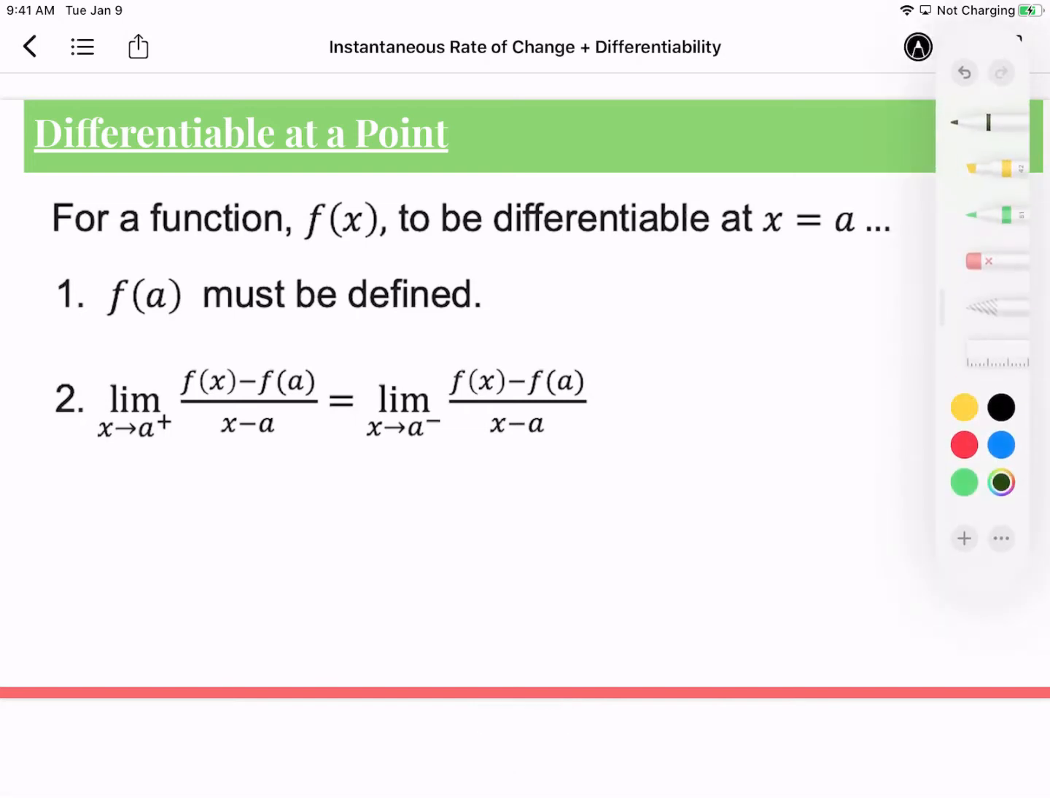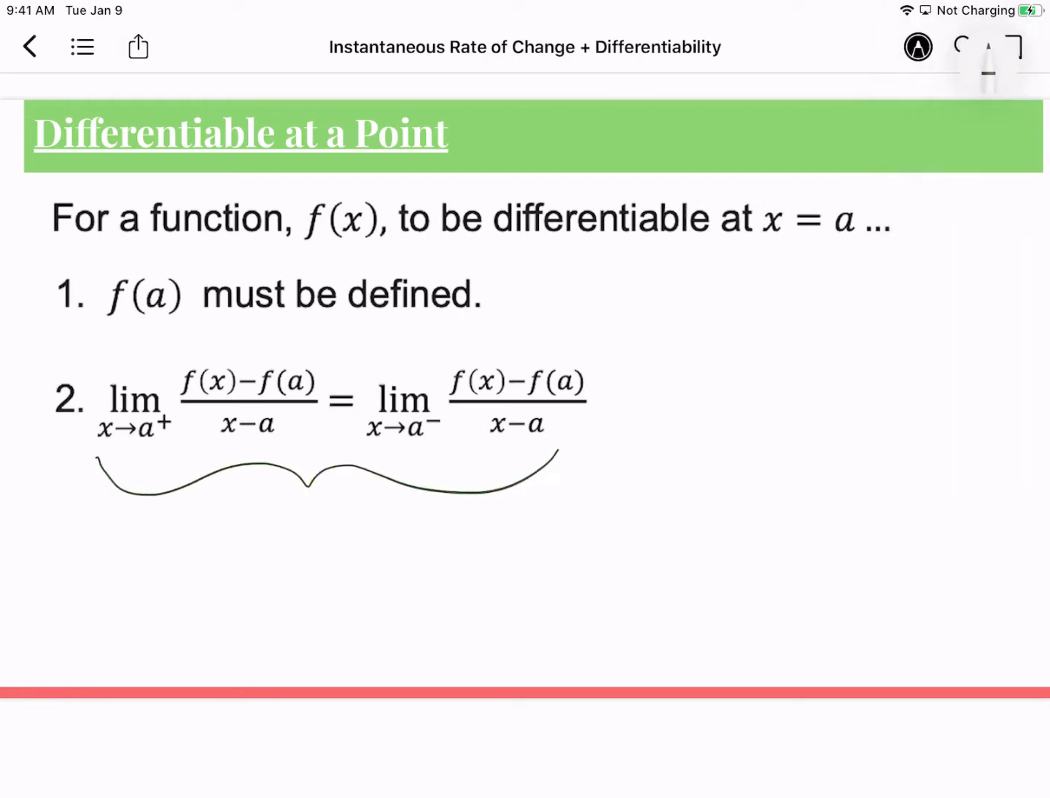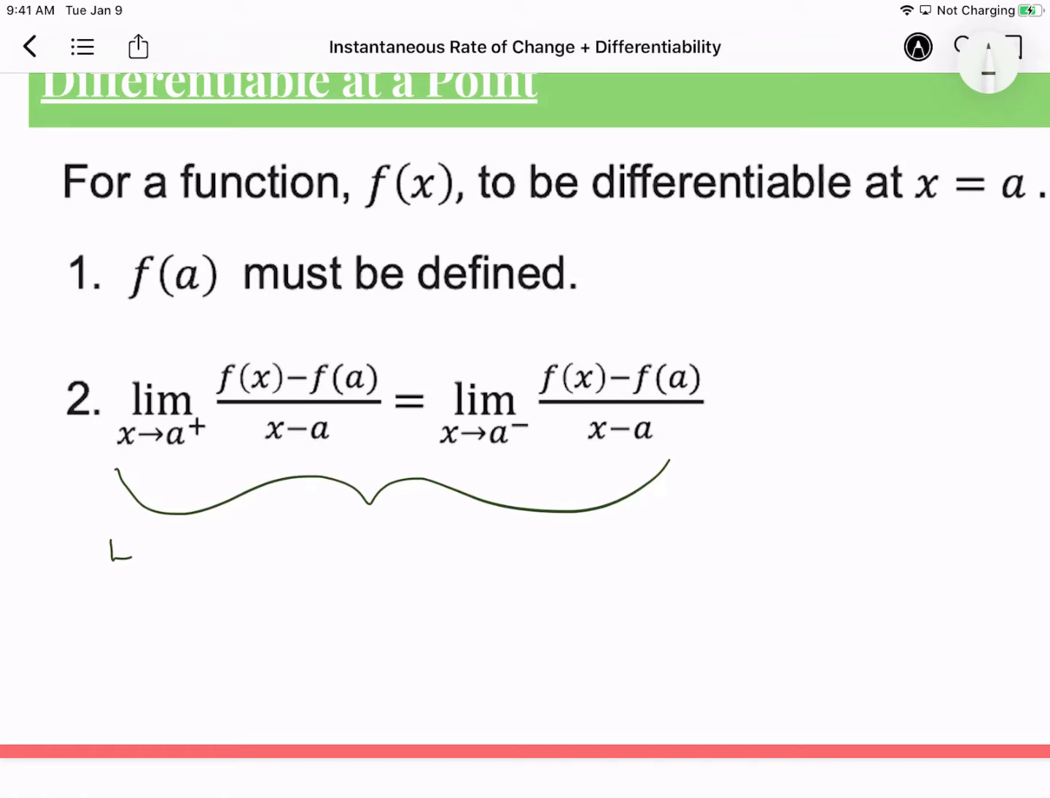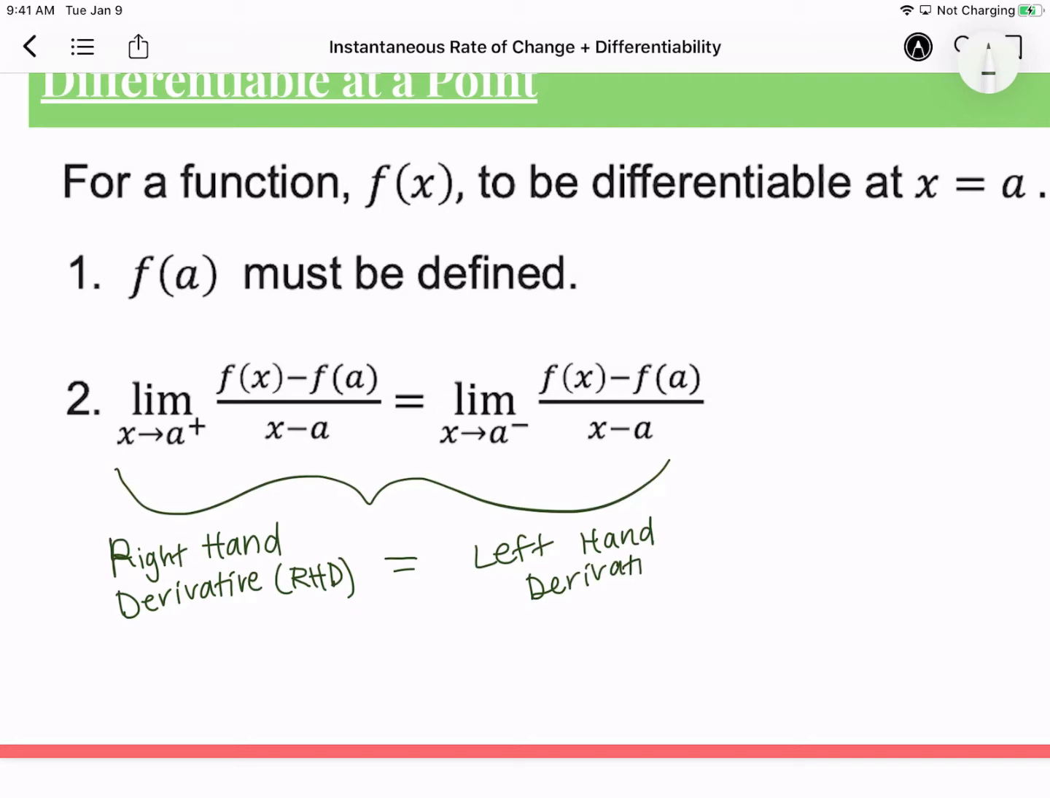So we can kind of summarize this as the right hand derivative, which some teachers might say RHD, the right hand derivative, equals the left hand derivative, which we would also call LHD.